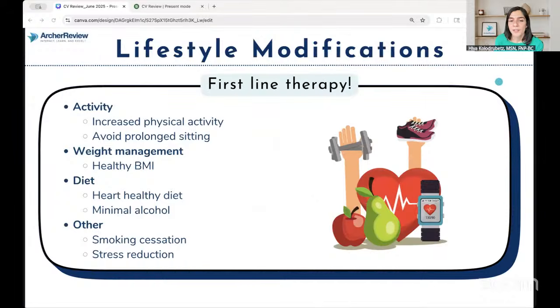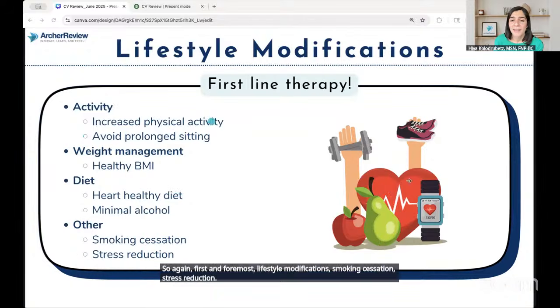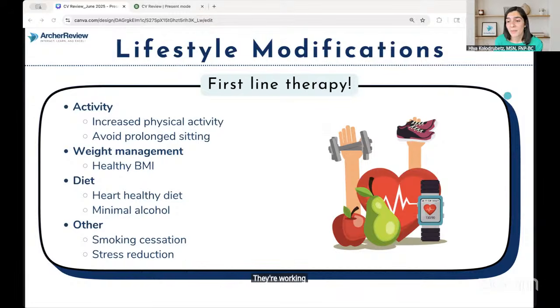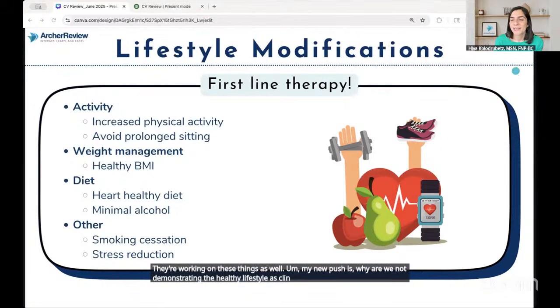So again, first and foremost, lifestyle modifications: smoking cessation, stress reduction, exercise. All things we know as clinicians, and we really have to work with our patients to make sure that they're working on these things as well. My new push is, why are we not demonstrating the healthy lifestyle as clinicians? So maybe in future webinars, I'll also advocate and talk about that a little bit.